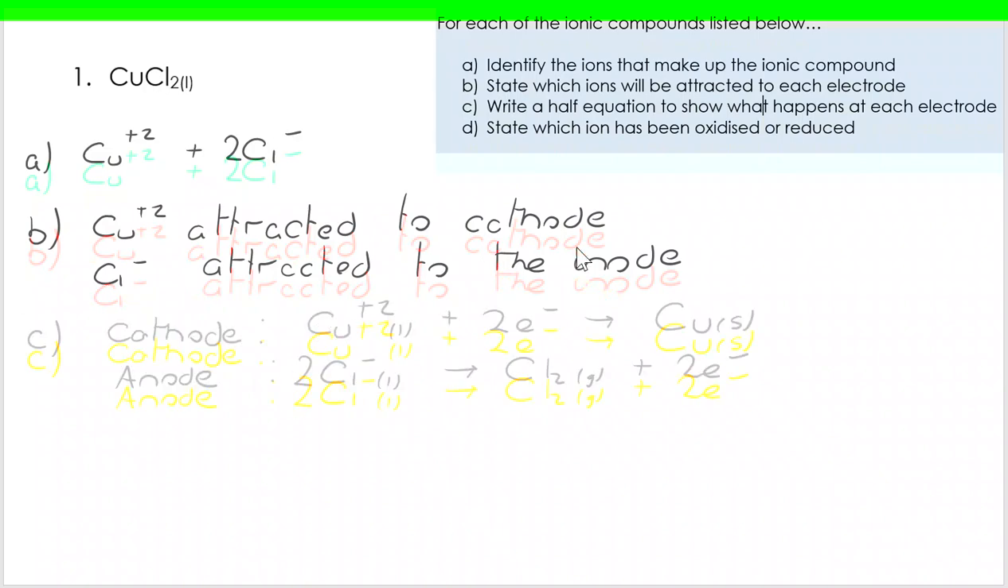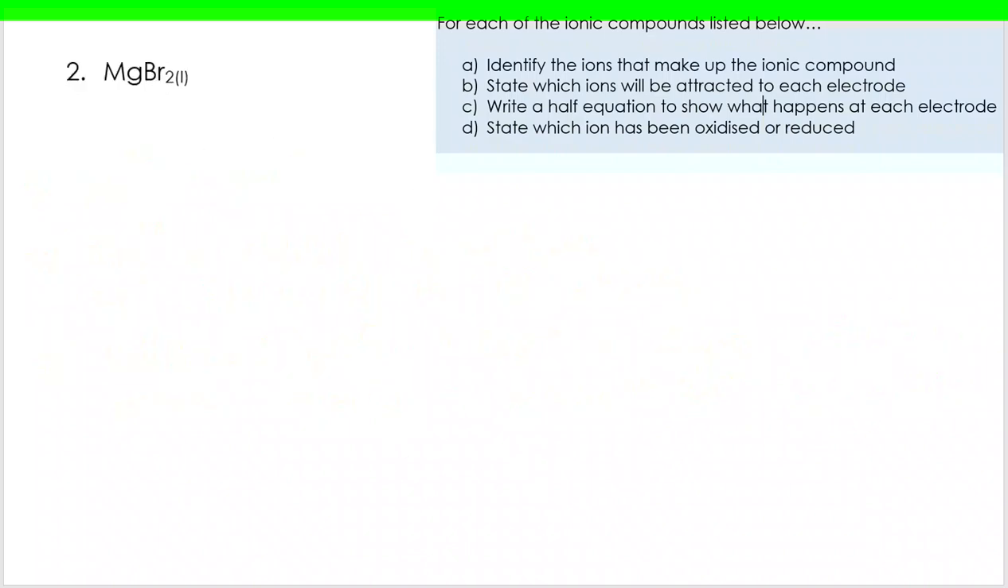Well, the copper ions are going to gain 2 electrons to become solid copper, and at the anode, 2Cl- will become Cl2, having lost 2 electrons. Finally, at the cathode, we have reduction because we have gained electrons. At the anode, we have got oxidation because we've lost electrons. Let's try another example.